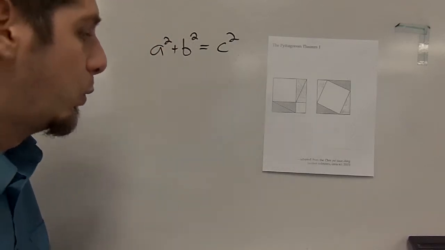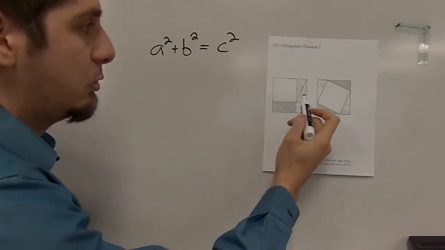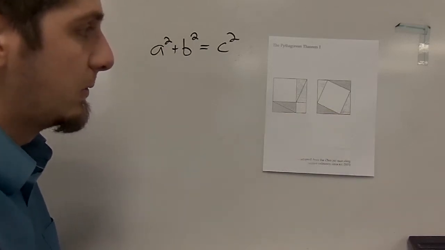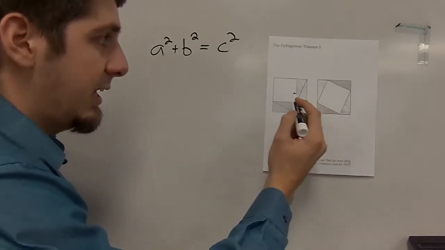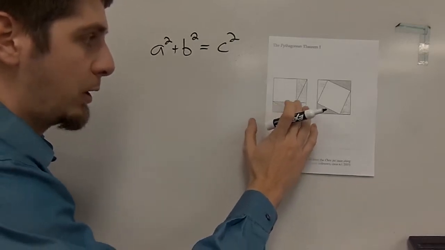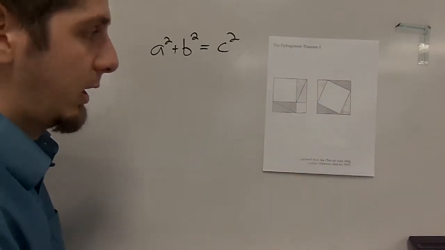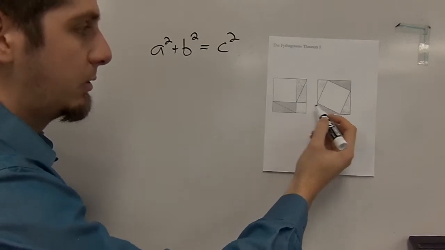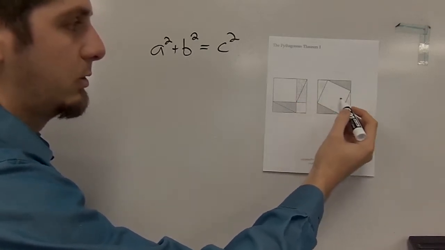What I would like to point out is that these two squares in this picture are the exact same size. Inside both of these squares we have 4 right triangles in each of them. Inside each square, these 2 right triangles are the same right triangles as these 2. These 2 right triangles here are the same 2 right triangles as these 2.